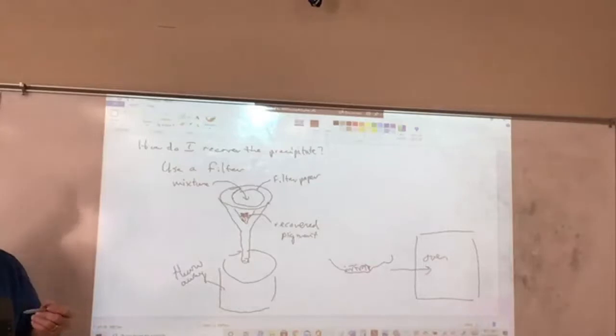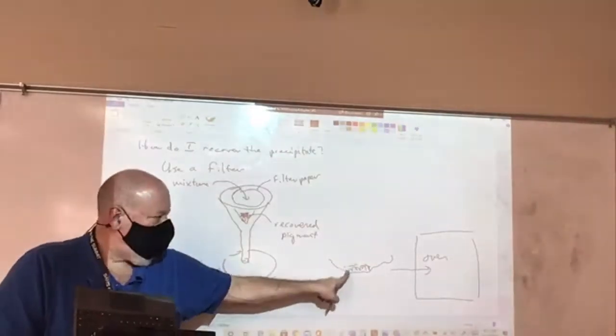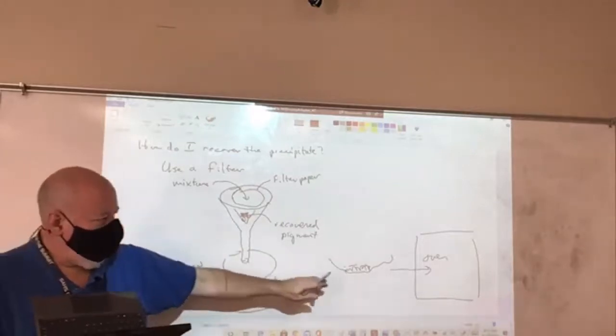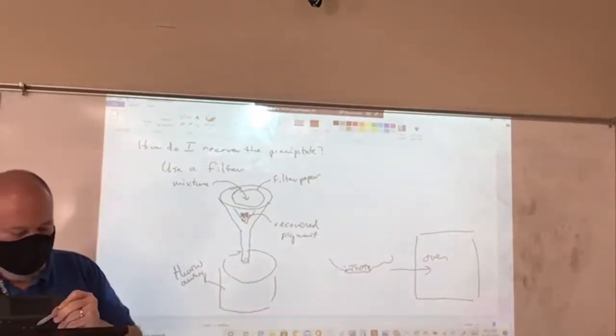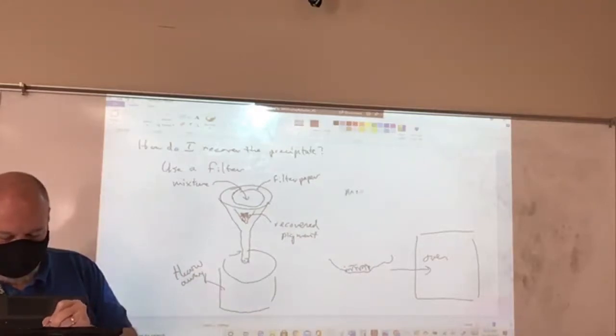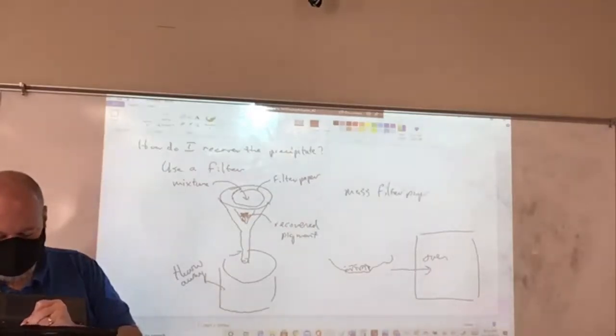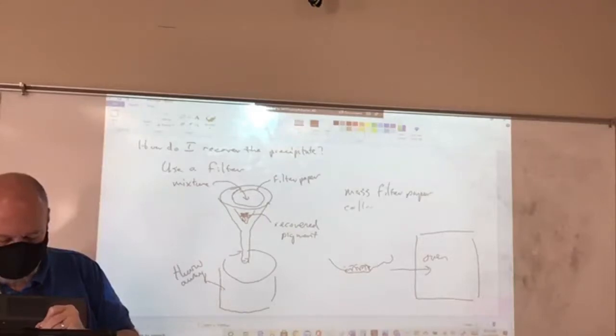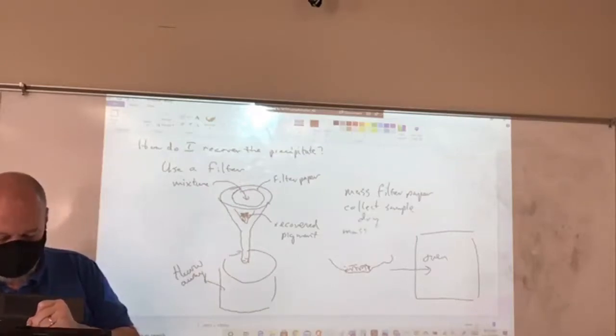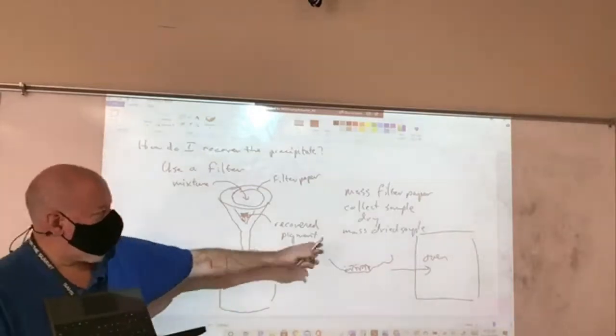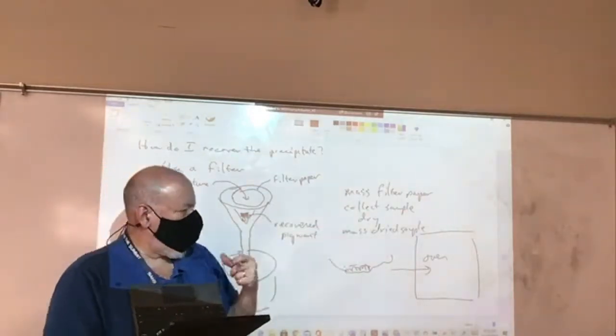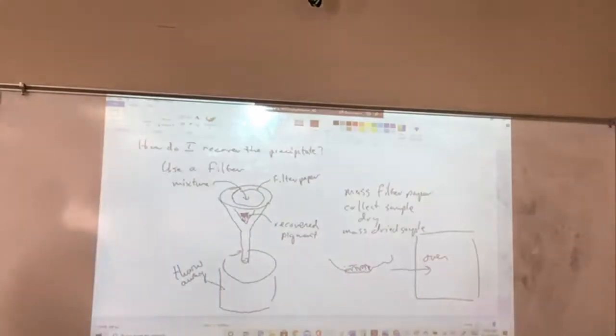Okay, and then once it's dry, we'll take the mass of the whole thing, and we will previously have taken the mass of the filter paper. So mass the filter paper, collect sample, dry, and then mass dried sample. Okay? And then I'll just subtract the mass of the filter paper from the dried sample, and that will tell me how many grams I got.